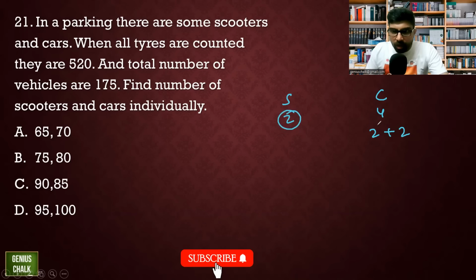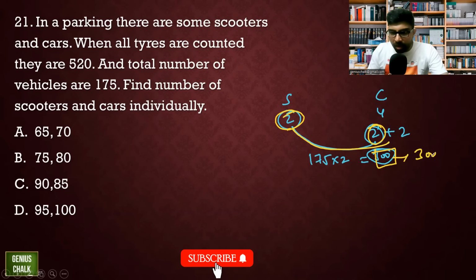That means if both have 2 tires, then the number of total tires would have been 175 into 2 only. That means it must be 300, right? 175 into 2 is 300. That means if scooter and car both had 2 tires, then the total number of tires must have been 300. But what is the total number of tires?